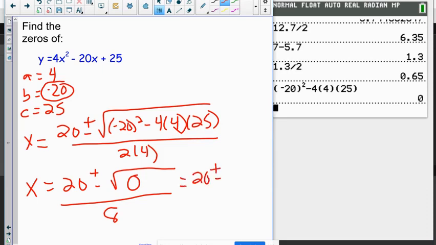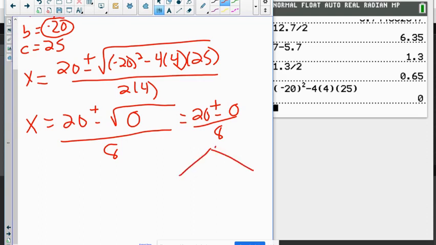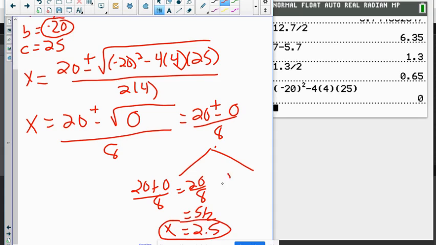Now, the square root of 0 is 0, and we know that because 0 times 0 is 0. So notice what's going to happen when I find my two solutions. When I do 20 plus 0 divided by 8, I get 20 divided by 8. You could leave that as a fraction, you could reduce it to 5 halves, or you could write it as a decimal, 2.5. All those answers are correct. Notice when I do 20 minus 0 divided by 8, I get the same thing, 20 divided by 8. So I only get one answer because they're the same.